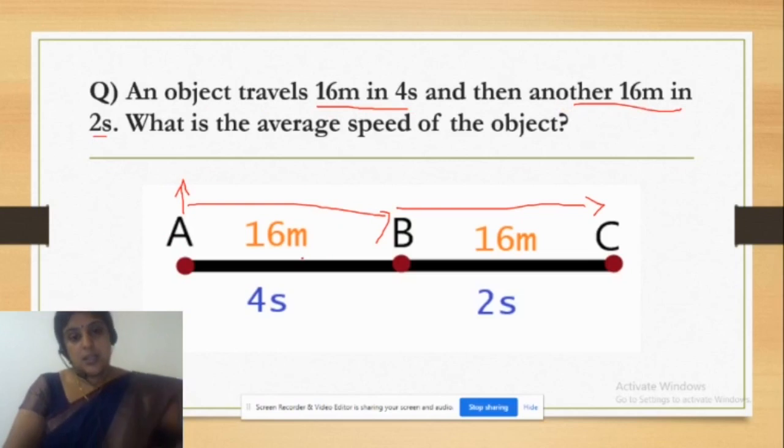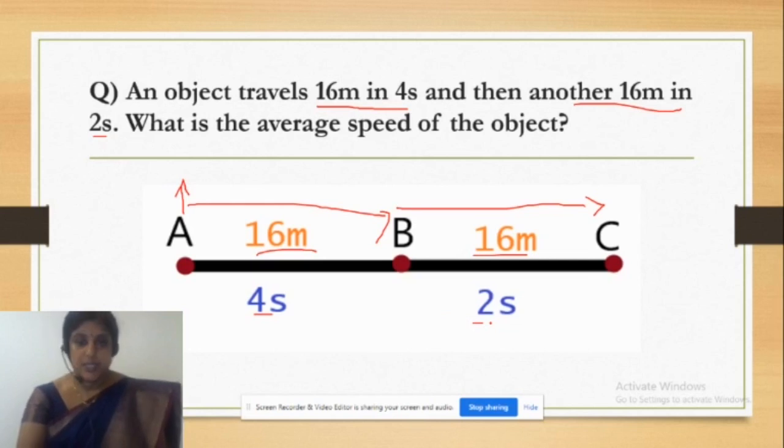See the question. So what can we infer? We can say that the object travels equal distance in unequal time intervals, right? So that object is in non-uniform motion. Okay, is that clear, students? The object travels equal distance in unequal time intervals, so we can say that the object is in non-uniform motion.